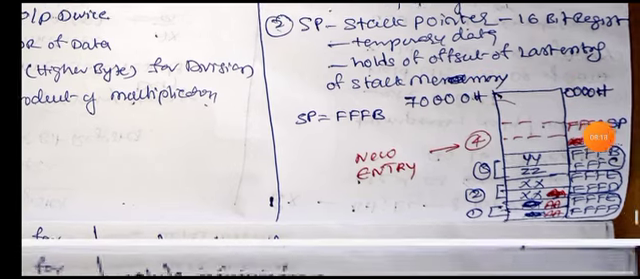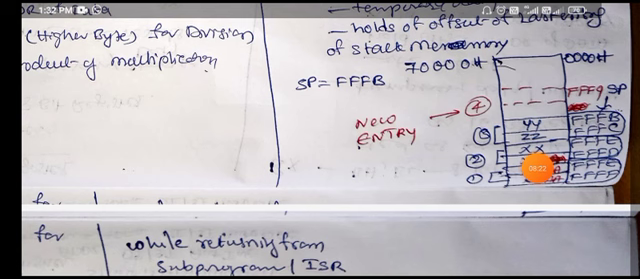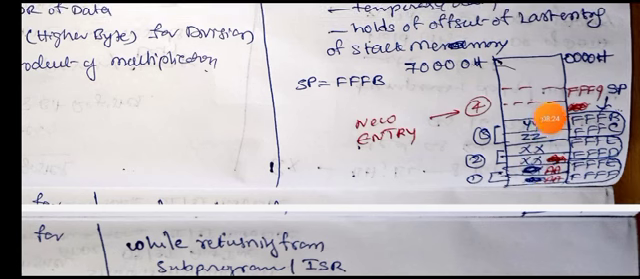So in the stack memory, data is entered: first data, second data, third data, right? So the last entry, the fourth entry. The top address of the fourth entry is FF9. Stack pointer points to this address, FFF9. Initially it is FFB. For every entry, the stack pointer is decremented. In this way the stack grows.